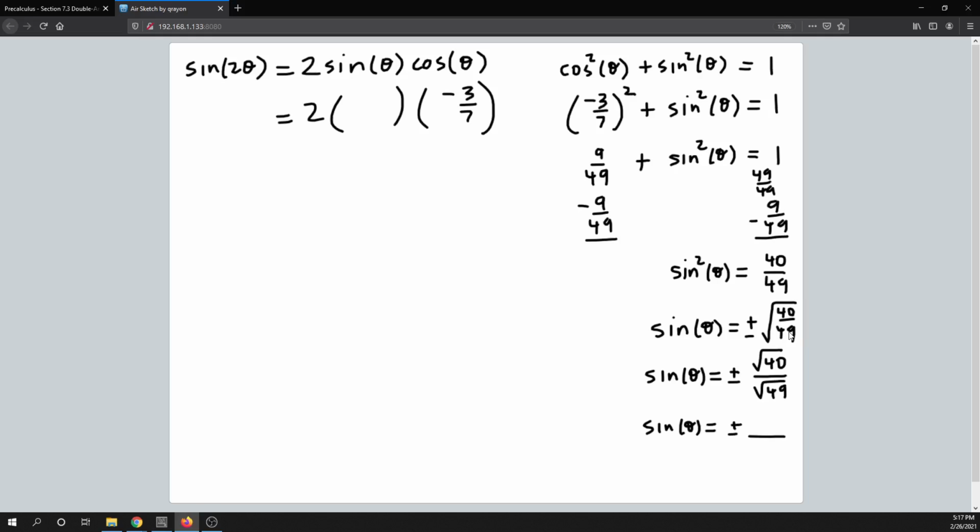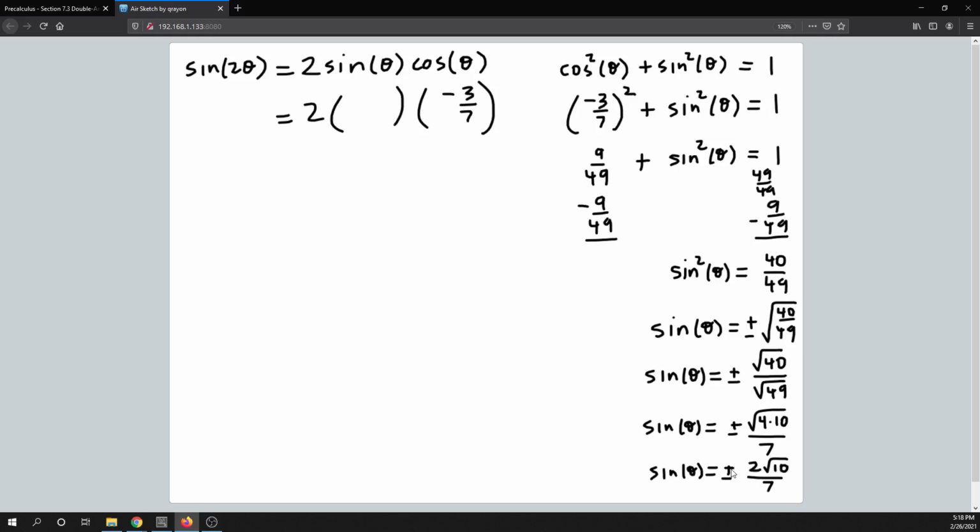And we know that the square root of 49 is 7, and reducing this square root of 40, right? I want to try and reduce that down as much as possible. That's 4 times 10. 4 is the largest perfect square that will go into 40, right? So that can be reduced down to plus or minus 2 square roots of 10 over 7, right? Because the square root of 4 times 10 is the square root of 4, which is 2, times the square root of 10. Okay? All right, so that's what we get for the sine.